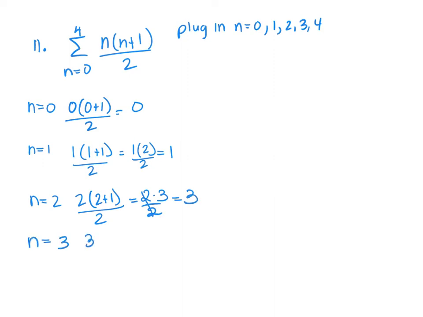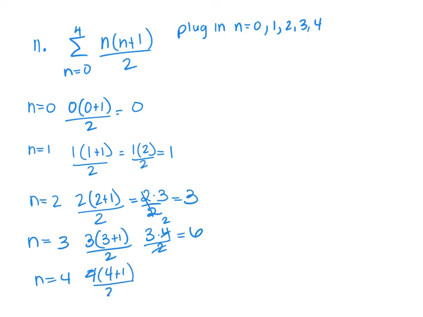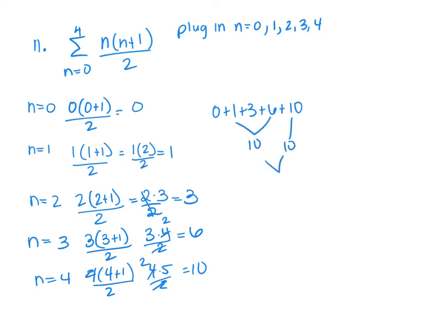Plug in n equals 3. 3 times 3 plus 1 over 2 is 3 times 4 over 2. 2 goes into 4 twice. That makes it 6. And plug in 4. 4 times 4 plus 1 over 2. We got 4 times 5 divided by 2. 2 goes into 4 twice. And that's 10. And now we're going to add up 0 plus 1 plus 3 plus 6 plus 10. So this is 10 and 10, which is 20. So the sum equals 20.